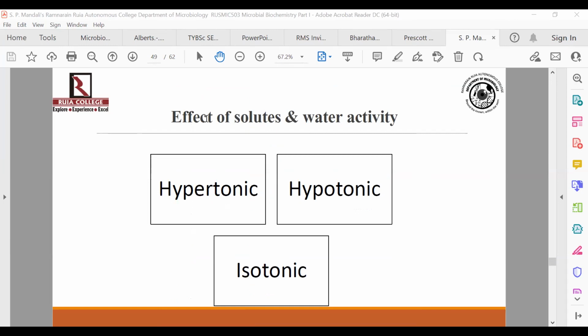Now we are moving towards the last factor that we studied last semester, which is the effect of solutes and water activity. You are going to quickly tell these answers, because we discussed this multiple times in multiple contexts in that term. Anyone who can tell me the meaning of hypertonic solution, raise your hands so that I can pick people to answer.